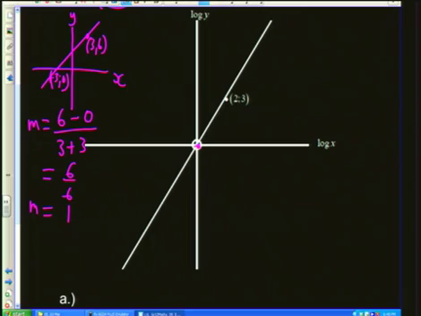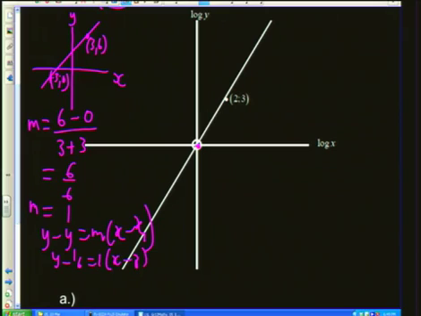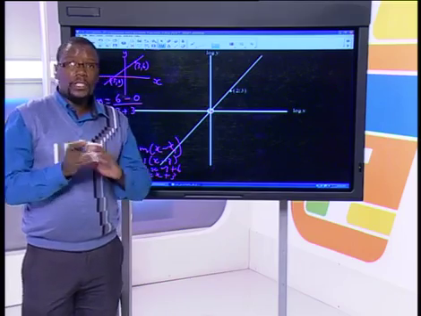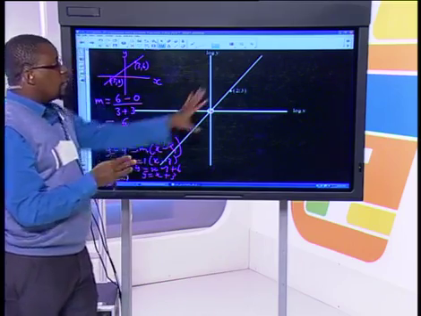So m is 1. Then you use your y minus y1 equals m into x minus x1, and you take any point on the graph. So y minus 6 is 1 bracket x minus 3. In this case, y is x minus 3 plus 6. So y is x plus 3. Right? So in simple terms, we need to get the gradient and the y-intercept.